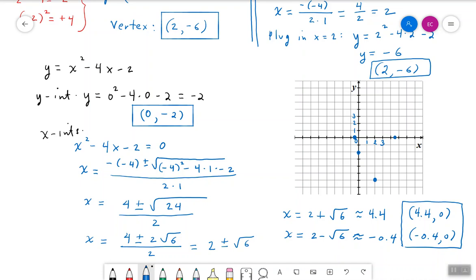Let's see, we didn't write down the axis of symmetry. It would be the vertical line at x equals 2. And that might help us to reflect the y-intercept over to the other side of the graph to give us one more point. So the point at 0, negative 2 would reflect over to 4, negative 2. And then we can connect these points up with a nice smooth curve. And there we have it.